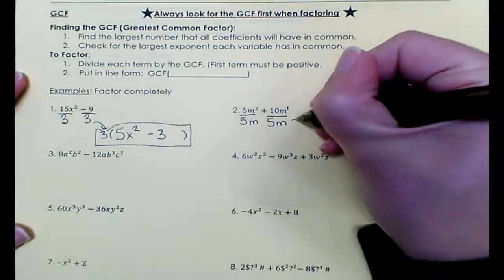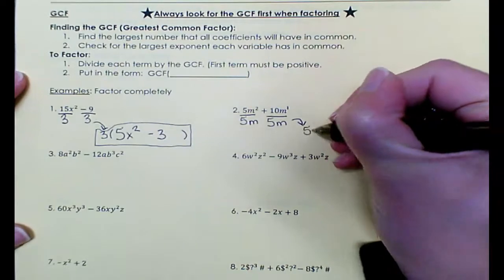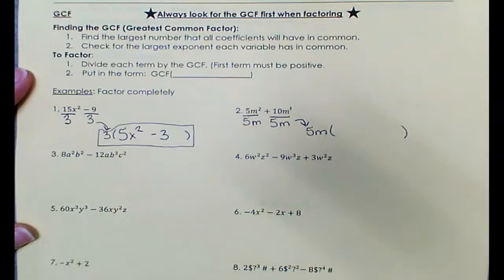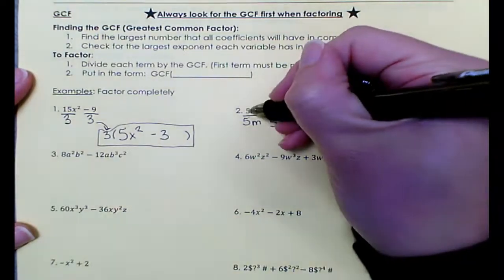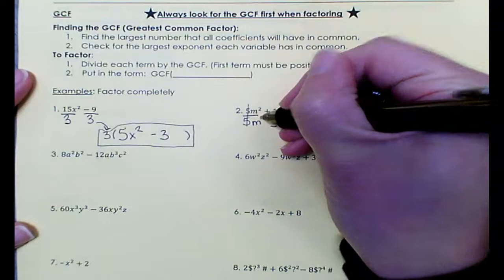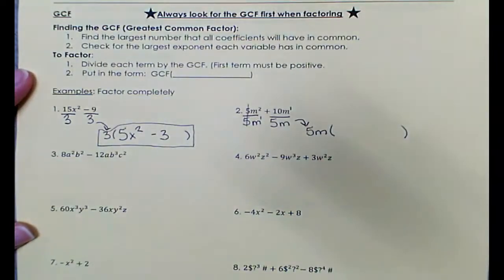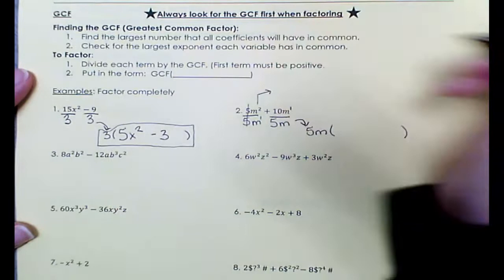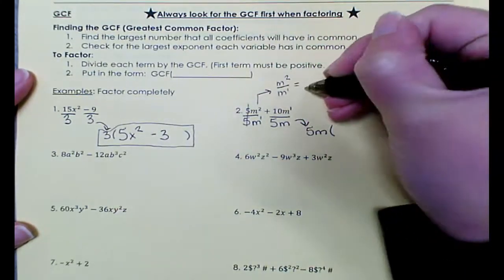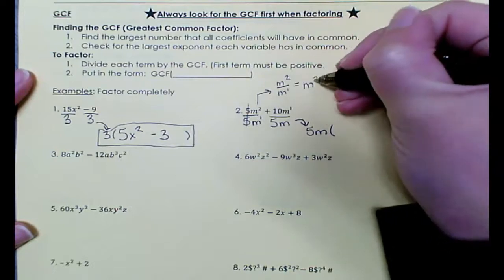And I'm going to write it in the form GCF outside, so 5m, times what I get whenever I actually divide by 5m. So in the first term, 5 divided by 5 is 1, so it goes away. M squared divided by m, it's kind of like I'm taking an m out, so what's left over is just m. You can also think of it as exponent rules, and that exponent rule that you talked about last year was that if you have m squared over m to the power of 1, that's m to the power of 2 minus 1. Do you remember that?